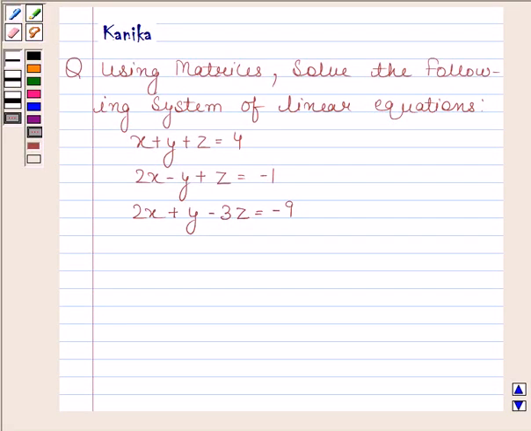Let us just ask the following question. The question says, using matrices, solve the following system of linear equations: x + y + z = 4, 2x - y + z = -1, 2x + y - 3z = -9. Now begin with the solution.